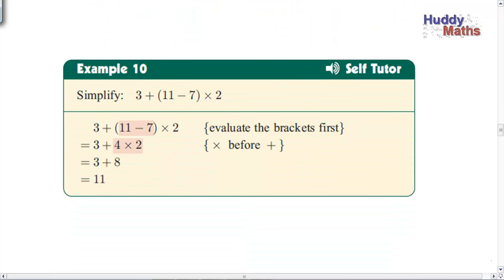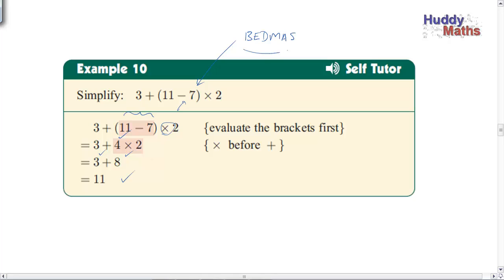Here's another example. Okay, we've got a bracket in here. That's the thing we do first. BEDMAS: brackets, over, exponents, division, multiplication, addition and subtraction. Okay, so we'll head into this area first. Here it is here. So 11 take 7 is 4. What's next? You've got to do timesing before addition. So 4 twos are 8, so now it's 3 plus 8 is 11.